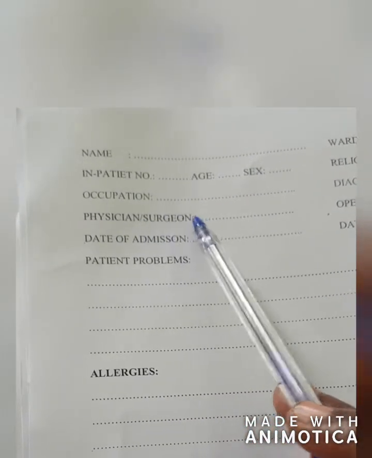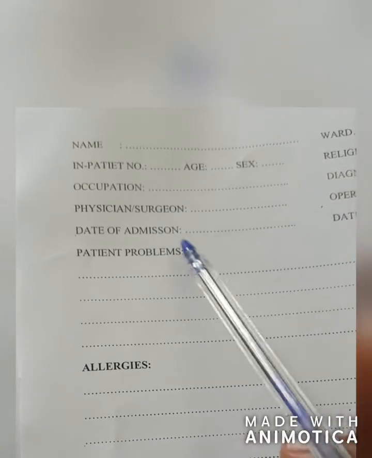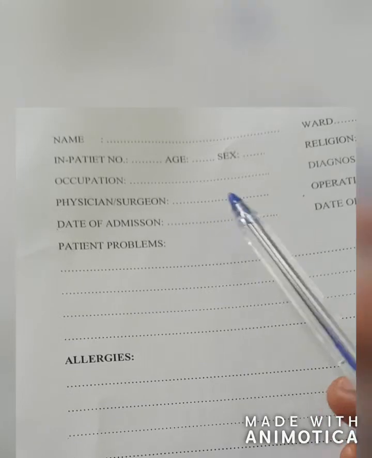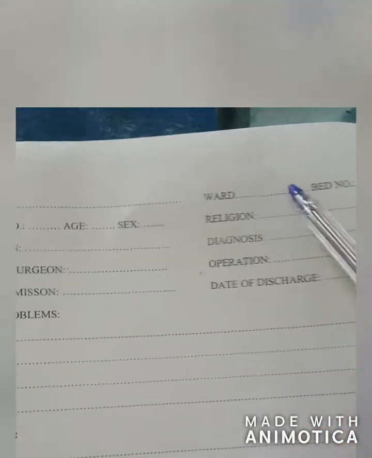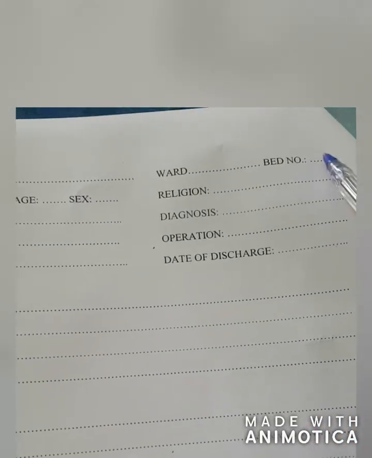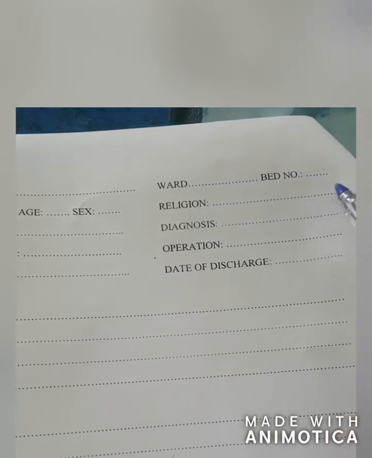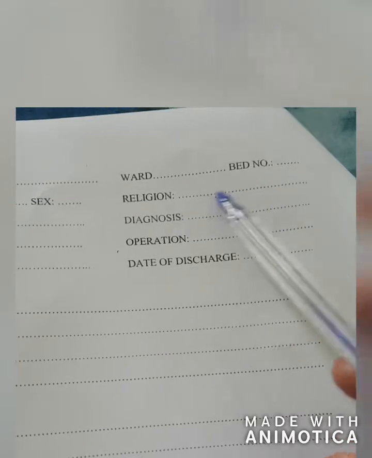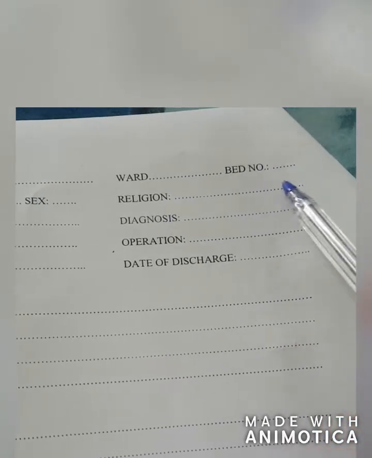The patient's surgeon or physician's name you write. Date of admission you write. Once the patient is on the ward, there is a date of admission, so it should be written. The name of the ward, patient's bed number. Religion: Christianity, Islamic religion, traditional religion. Because I'm in Ghana, I'm using 3 of them.